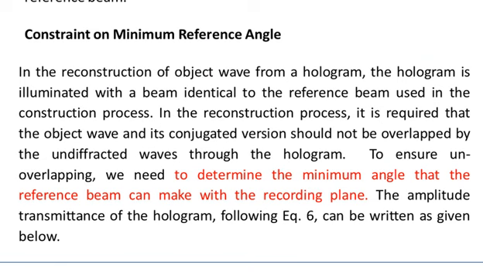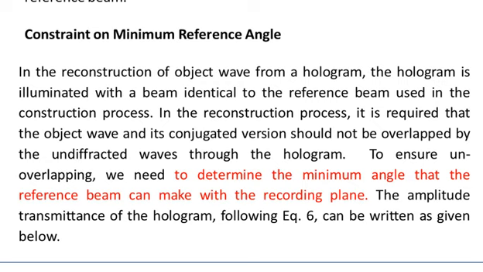So it is required that the object wave and its conjugated version should not be overlapped by the undiffracted waves through the hologram. To ensure this non-overlapping, we need to determine the minimum angle that the reference beam can make with the recording plane. We need to determine this angle because it will decide how far away the diffracted wavefronts, that is the term containing R star and the term containing O star, will move from the undiffracted beams.